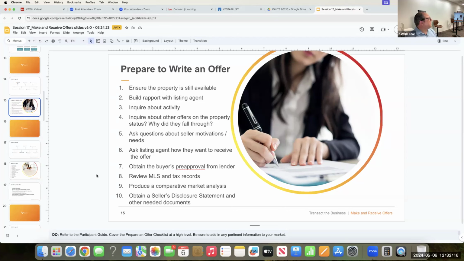If you're writing an offer for a property that's been on the market for about a year, is there a rule of thumb for writing a low offer, of what's too low? Right, so there's no rule of thumb of anything. Every property is different. Every agent is different. Every seller is different.